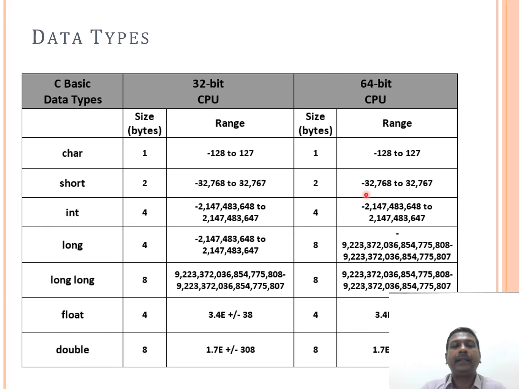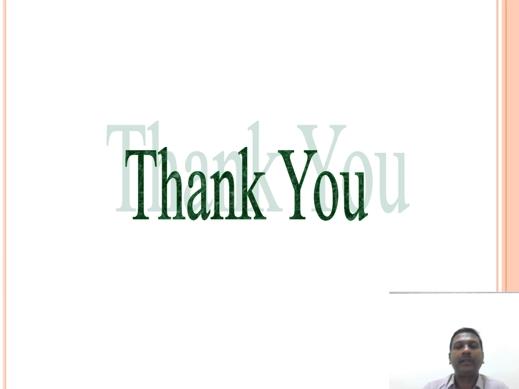These are the data types and the size of each. Character data is 1 byte, and the range is between -127 to +127. Short is going to be 2 bytes. This is the range. Integer is going to be 4 bytes, and the range is given here. 4 bytes, I mean 32 bits of information, you can store. Similarly, long, float, double. These are the data types supported by the C programming language.